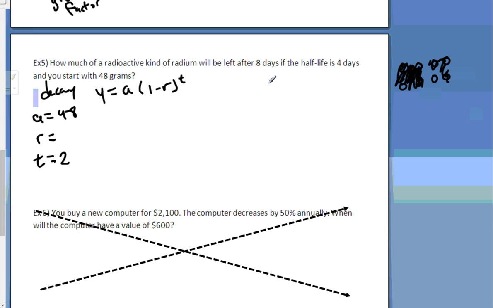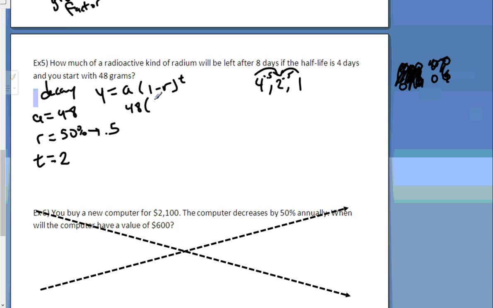If it's cutting in half, right? So let's do something. We start with 4, then it goes to 2, then it goes to 1. How does 4 become 2? What are you multiplying by? Well, 0.5. 4 times 0.5 is 2. 2 times 0.5 is 1. So what's the decay rate? 50%, which is 0.5.